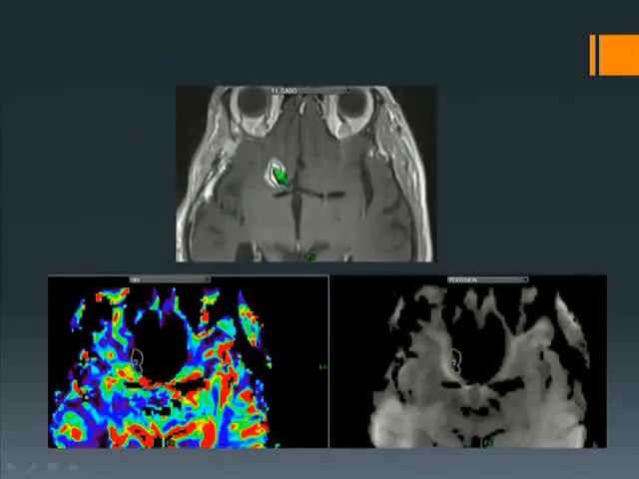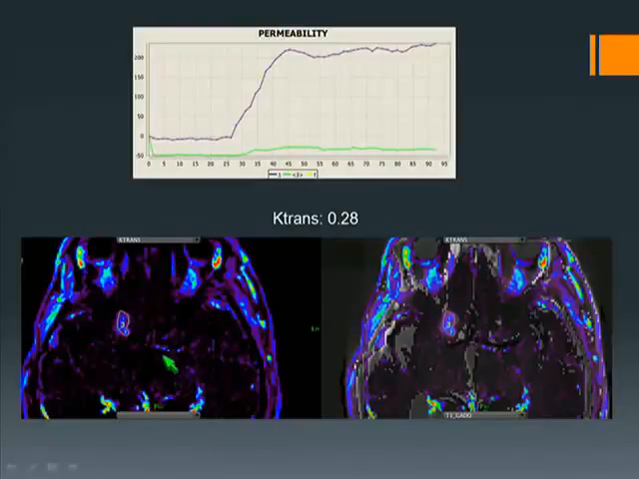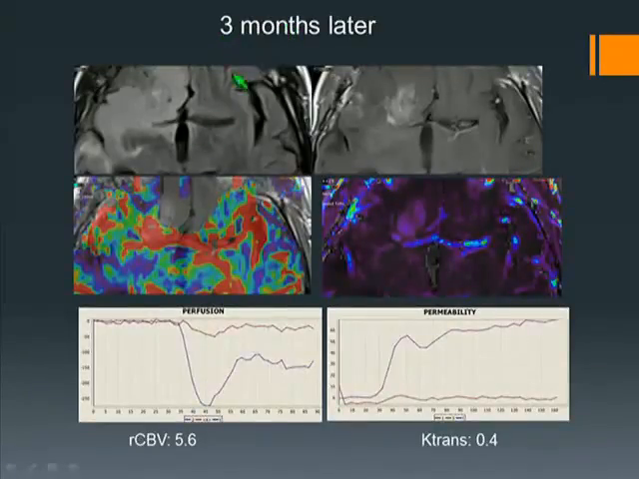You can see these are co-registered maps. If you put a region of interest in this region, you can see that there is susceptibility artifact in this location affecting the quality of your RCBV values, which basically was non-diagnostic. If you look at the DCE, clearly you can see increased K-trans with a rapid vascular phase permeability, suggestive of tumor recurrence. This patient underwent another scan 3 months later.